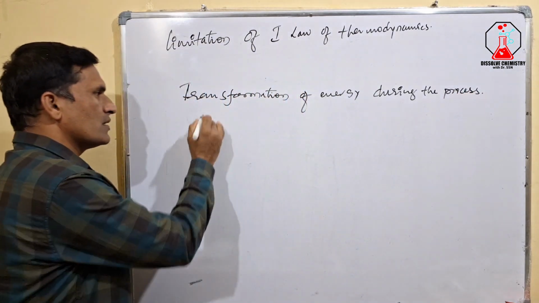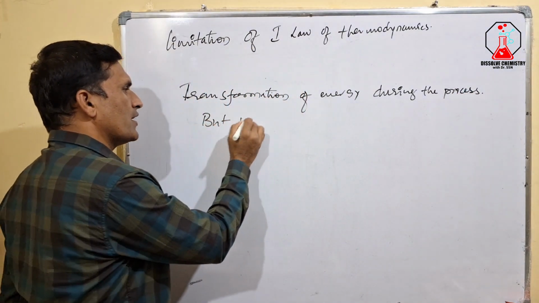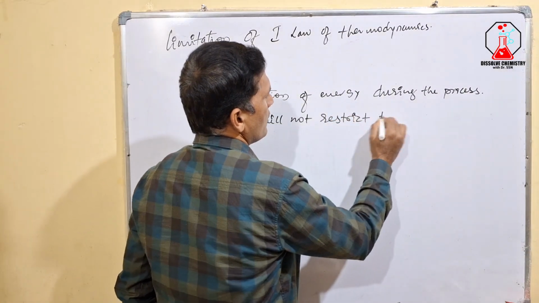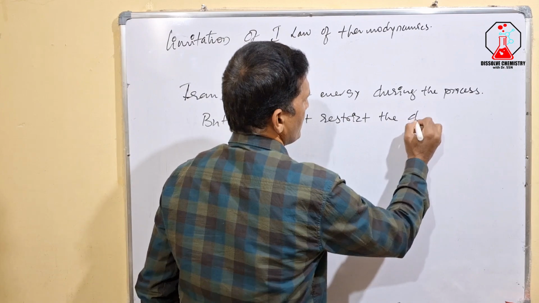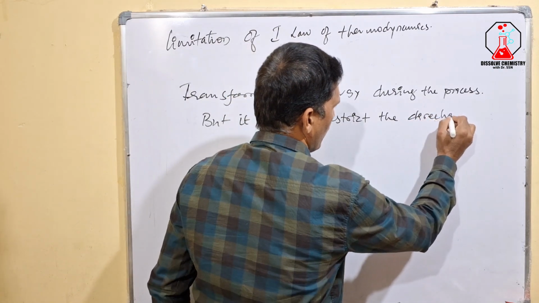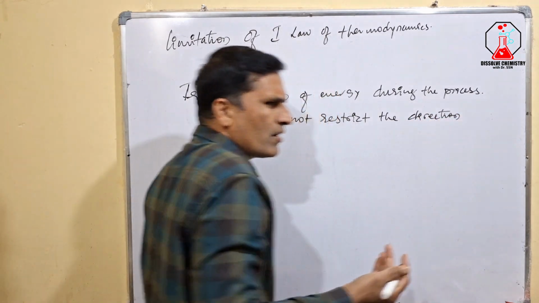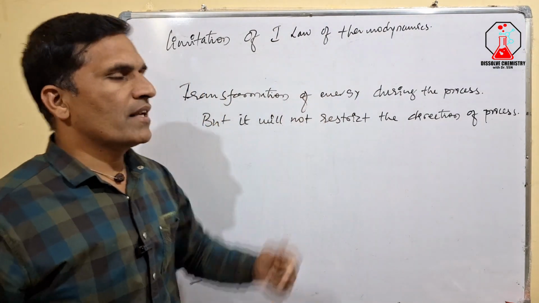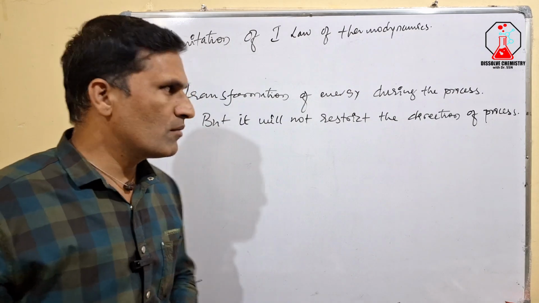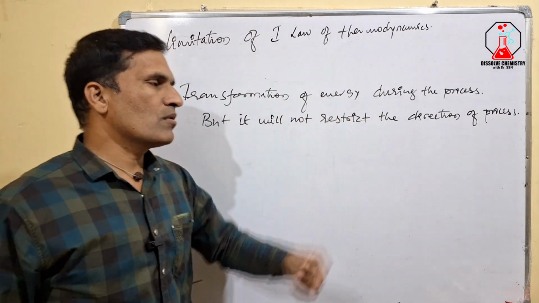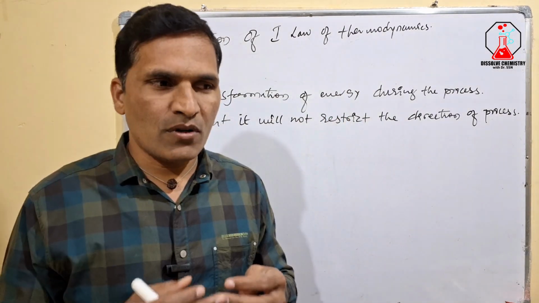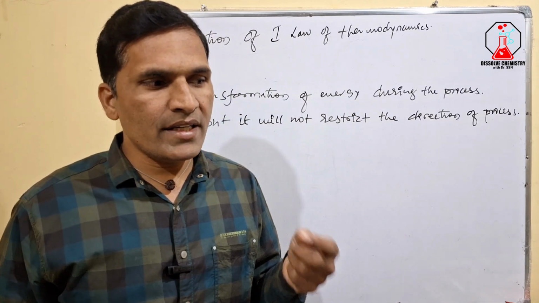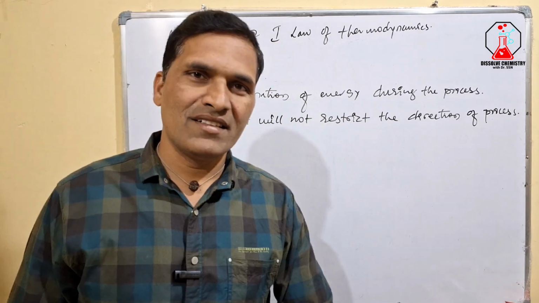Okay, but what it will not restrict is the direction of the process. Why it occurs in a particular direction, it will not restrict that. Any process, the transformation of energy, how it takes place, only it will speak about that, but it will not talk about the direction of the process. If the process is occurring spontaneously, why is it occurring in a particular direction?